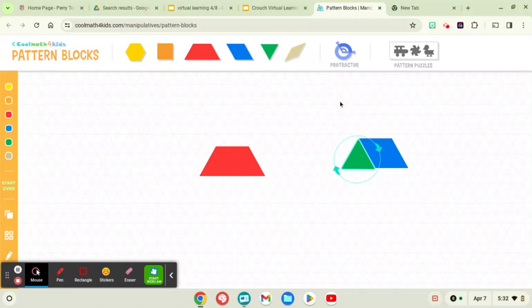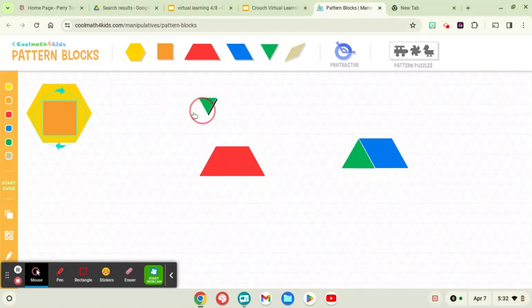Let's see if I can do it another way. Could I use a hexagon? Oh no, that's way too big. What about the square? Would a square work? No, I don't think a square would line up with any other shape to make the trapezoid. There's one more way I think I can do this.